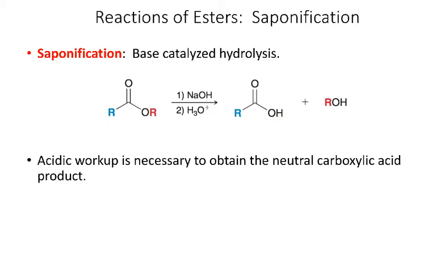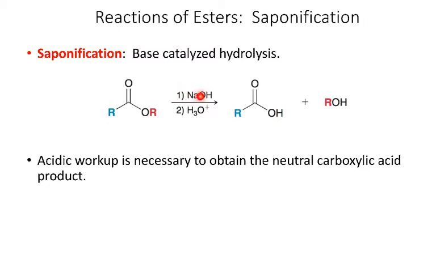Now we're going to turn our attention to reactions of esters. And the first two reactions that we're going to look at are both hydrolysis. So two different ways of converting the ester back to a carboxylic acid. The first way is through using a base as a catalyst, and this process is called saponification. So if I treat this ester with sodium hydroxide, it will convert it into the carboxylate ion, right?